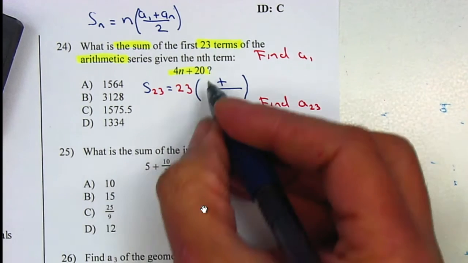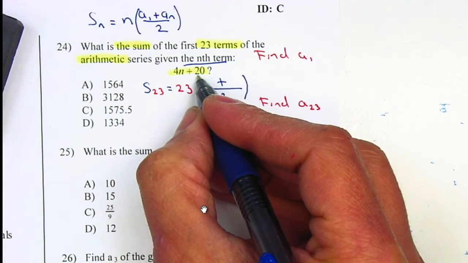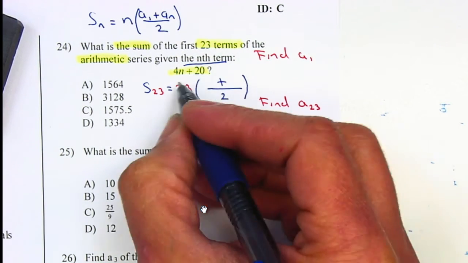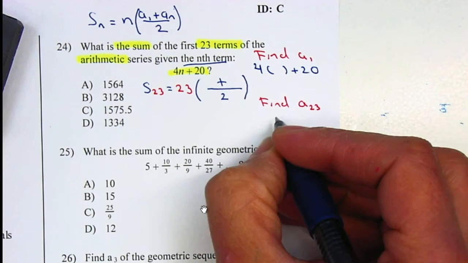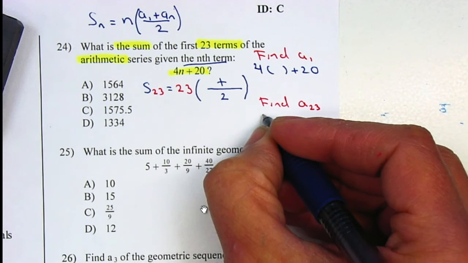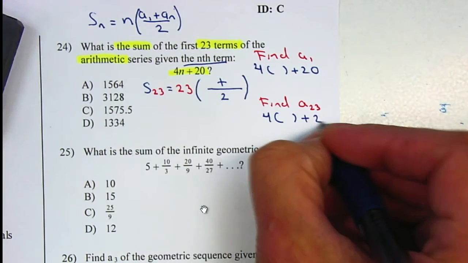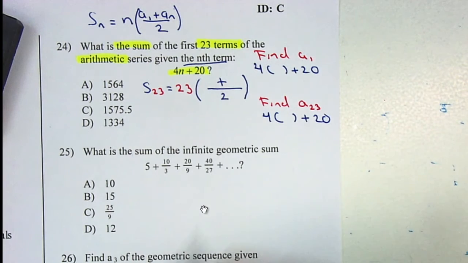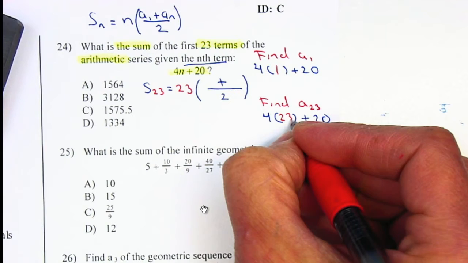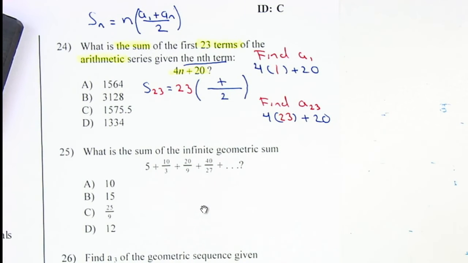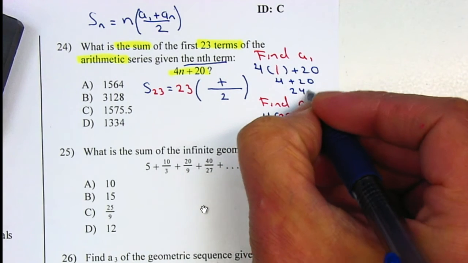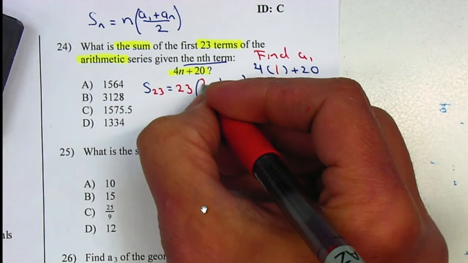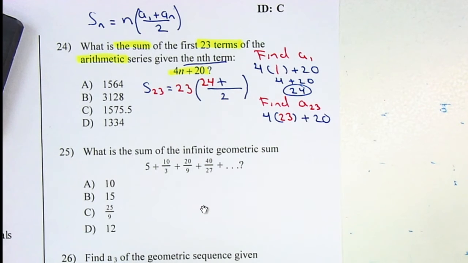The great thing is that they give you the n term to be 4n plus 20. We don't need to find the n term. We don't need to find the equation. Since we have the equation that's going to give you every single term on the sequence, or in this case the series, we just need to be able to use the equation. To find the first term, we plug in a 1. To find the 23rd term, we plug in a 23. And we just simplify. 4 times 1 is 4, plus 20 will give me 24. So 24 is the first term on the sequence or series.